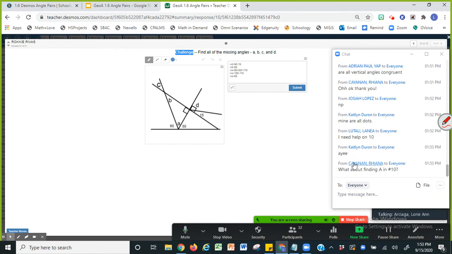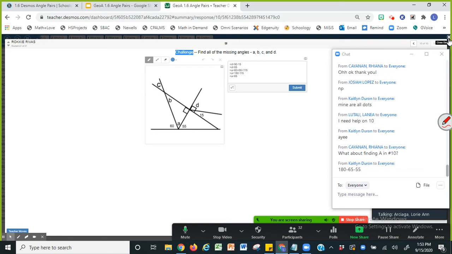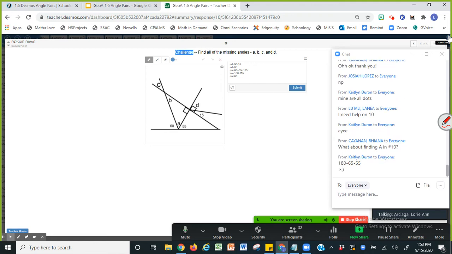Okay. What about finding A in number 10? Finding A in number 10. To find A, Rihanna, the angles at the bottom. There you go. Caitlin said it right. That was quick. Okay.